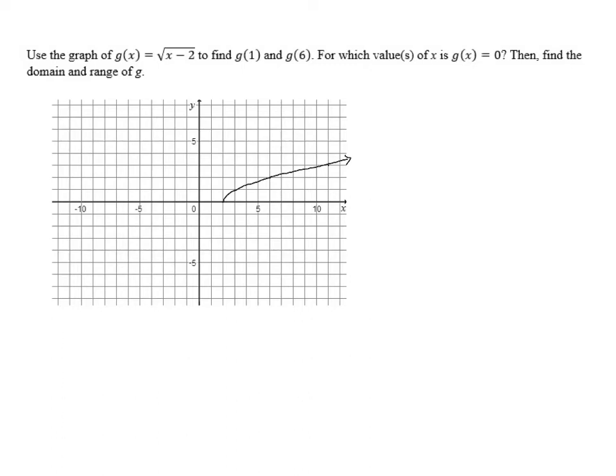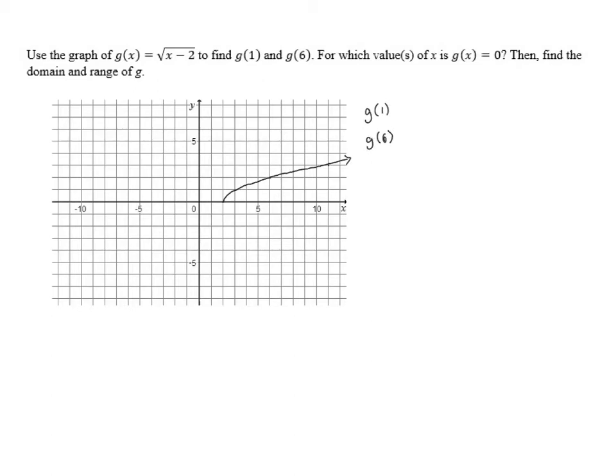Use the graph of g of x equals the square root of x minus 2 to find g of 1 and g of 6. For which values of x is g of x equal to 0? Then find the domain and range of g. We'll start by finding g of 1 and g of 6.